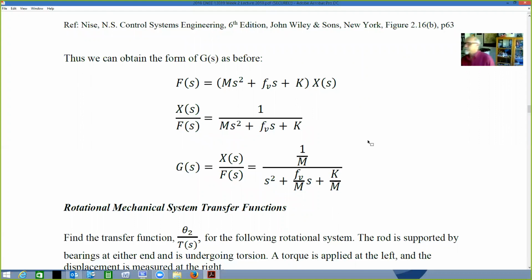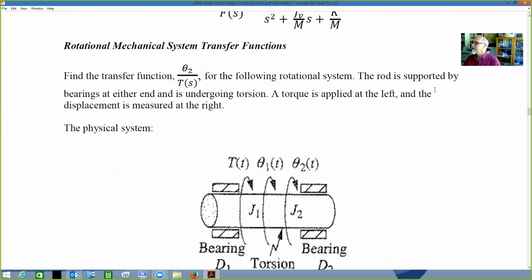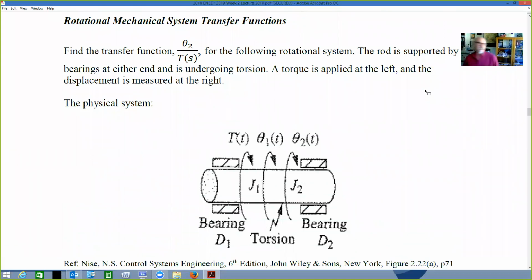All right, good. So we can have translational mechanical systems, things moving left to right, up and down, but also things rotate. So in a rotational mechanical system, you can also do transfer functions. This is the type of situation. As you can see, you've got some bearings on either side. You've got torsion occurring. So this could be the rotor in an electric engine. Even though it's an electric engine, the point of the matter is it does have rotational mechanics involved with it. So the reality here is that we're going to find the transfer function of θ2(s) divided by T(s) for the following rotational system.